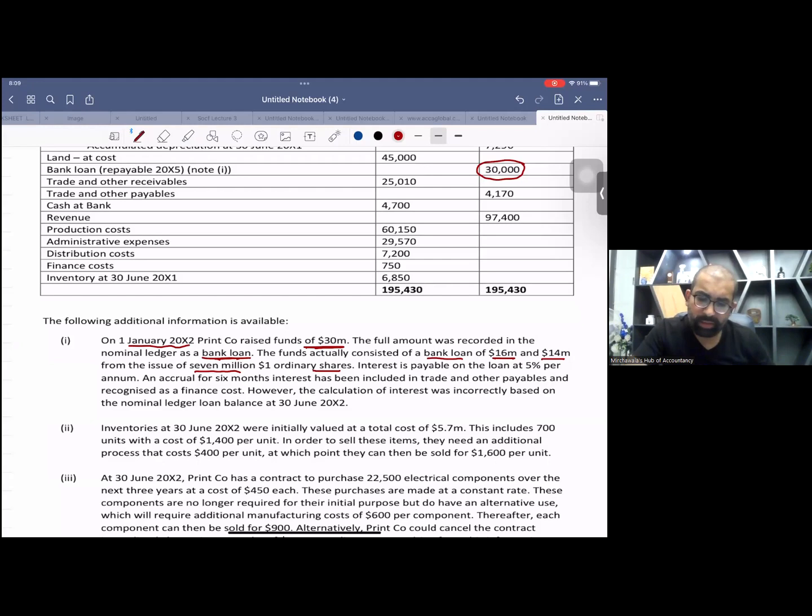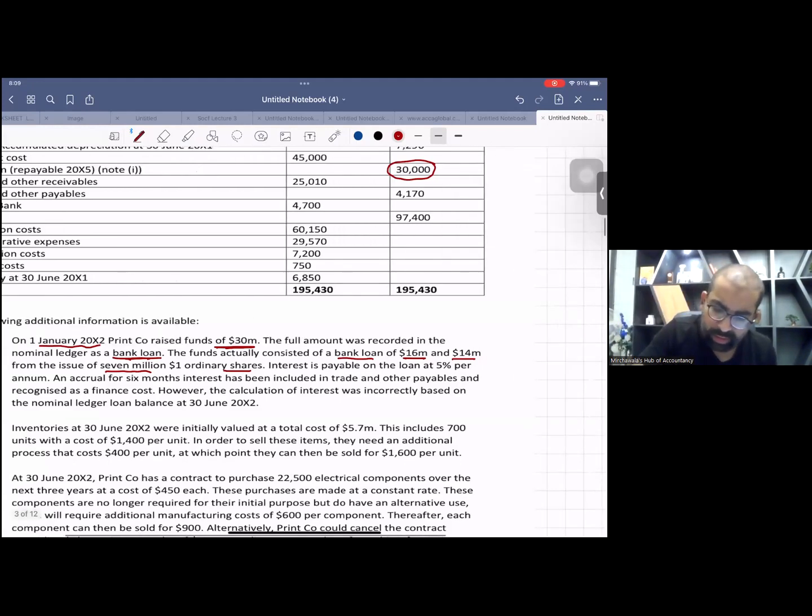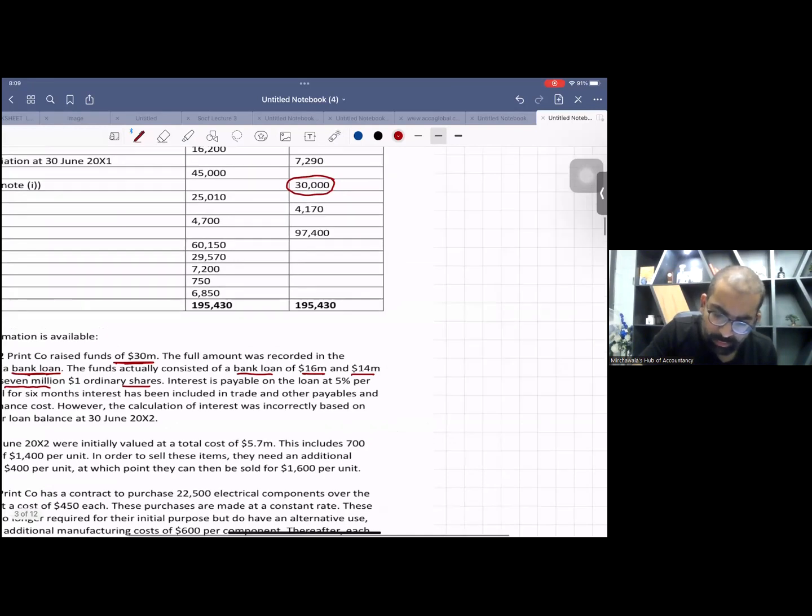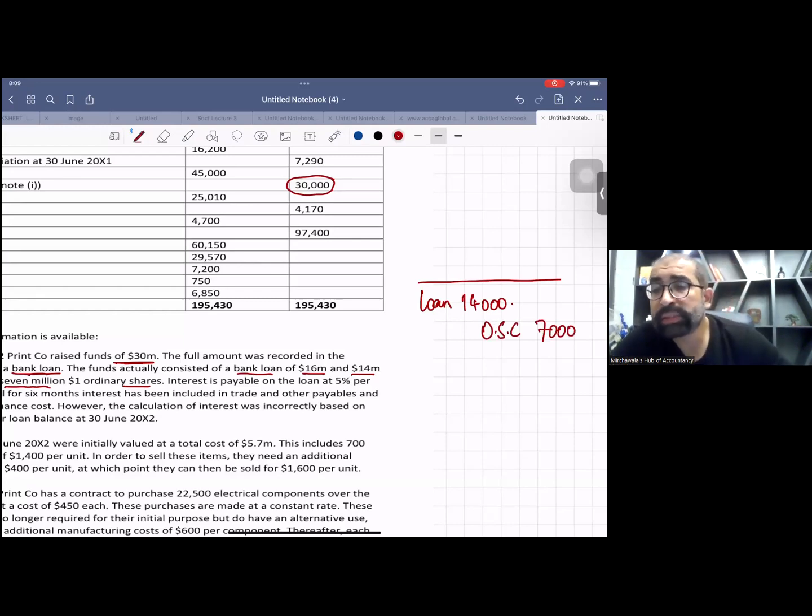So let me correct the mistake with a simple entry. In the correcting entry, we'll debit the loan by 14 million, which here means 14,000. We'll credit the ordinary share capital with 7,000. Why 7,000? Because we issued 7 million shares, which here means 7,000 shares with a face value of $1, and the remaining amount will go to share premium. This is going to be the correcting entry.